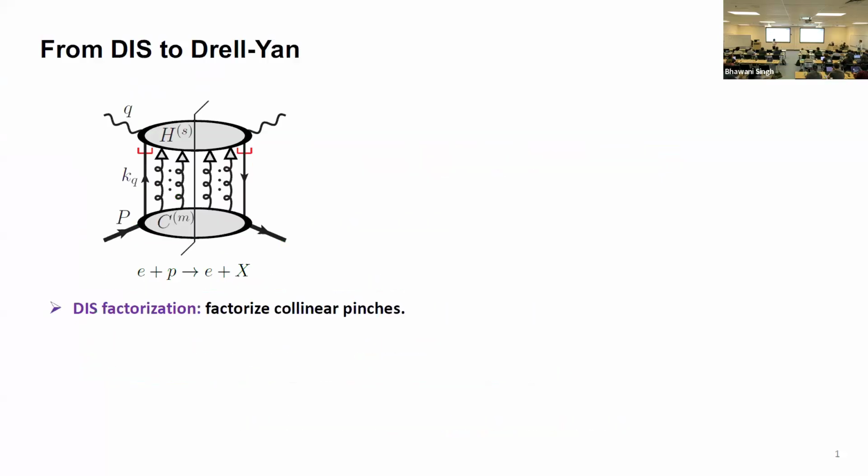So what we have seen from the previous lecture is we factorized the DIS in terms of a hard part and a collinear part. And the DIS factorization is actually the simplest one. And that's why I use this as an example. And it's simple because we only have to worry about two different momentum regions. One is collinear, one is hard. And the goal of DIS factorization is to factorize all the collinear pinch singularities from the hard interactions.